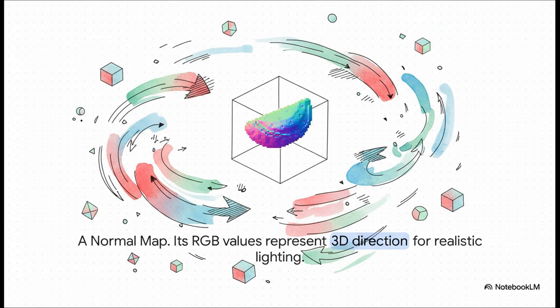So what is a normal map? It kind of looks like a psychedelic rainbow version of your sprite, but it's really a data texture. The red, green, and blue colors in this image, they don't represent color at all. They represent direction. They're basically telling the game engine which way each individual pixel on your 2D sprite is facing in 3D space. This allows it to calculate really realistic lighting and create this amazing illusion of depth.